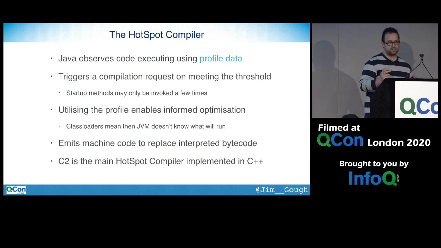So at the moment, or at least historically, our main option for JIT compilation has been the C2 compiler, which is the second level of compilation.